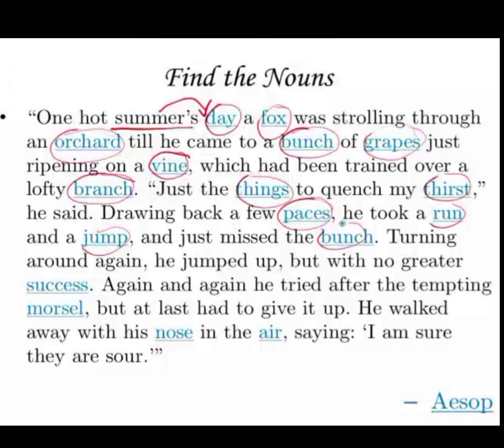Turning around again, he jumped up, but with no greater success. That's definitely an abstract noun because you can't touch success, you can't smell it. Again and again, he tried after the tempting morsel, but at last had to give up. He walked away with his nose in the air, saying, "I am sure they are sour." And once again, Aesop is a proper noun.